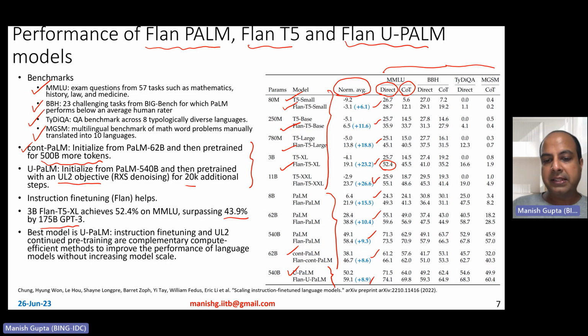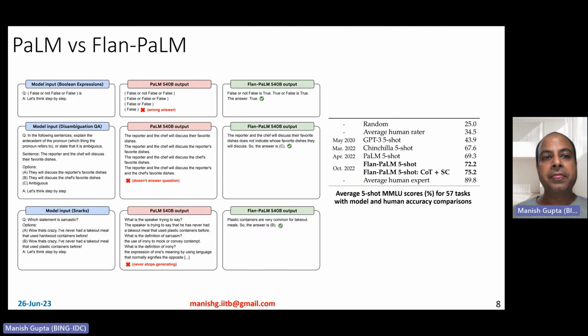The best model in this entire table is essentially the Flan UPaLM model. And the nice part is that this shows that instruction fine-tuning along with the UL2 continued pre-training actually are complementary. So you take the UPaLM model, which has been pre-trained already further using the UL2 objective, and on top of that, you instruction fine-tune using the Flan collection. And what you observe is that they're complementary. There is gain in between these two as well, which basically shows that UL2 pre-training and instruction fine-tuning are really good ways of improving the accuracy, besides, of course, increasing the model scale.